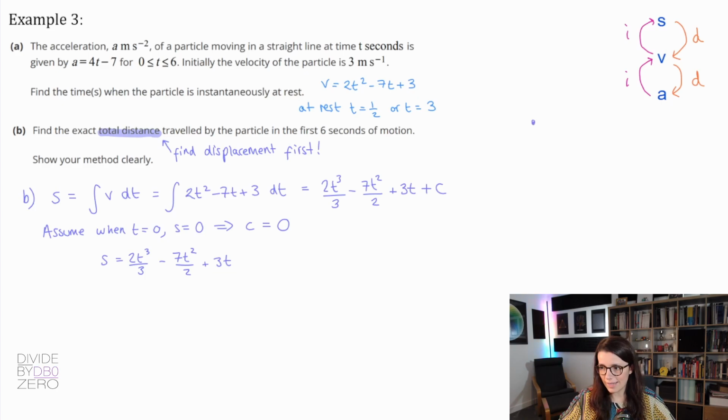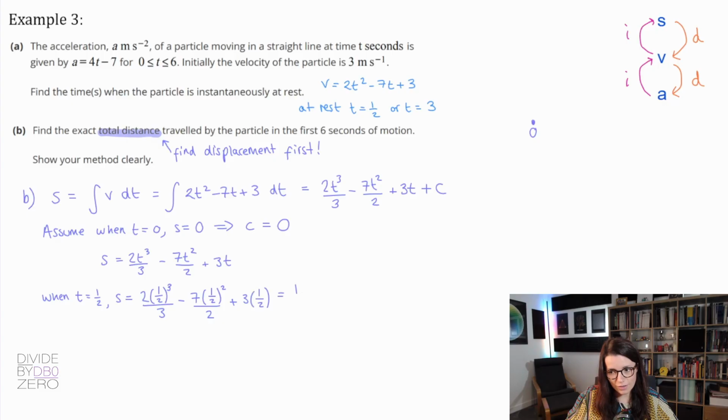So if we're starting here at O, let's say origin, let's find out what happens between the start and when t is a half. So when t is a half, s is going to be that equation with a half subbed in. When you sub that in, you get 17 over 24 meters, which means in that time, the particle has moved, let's say to the right, 17 over 24 meters. And that's up to this point when t is a half.